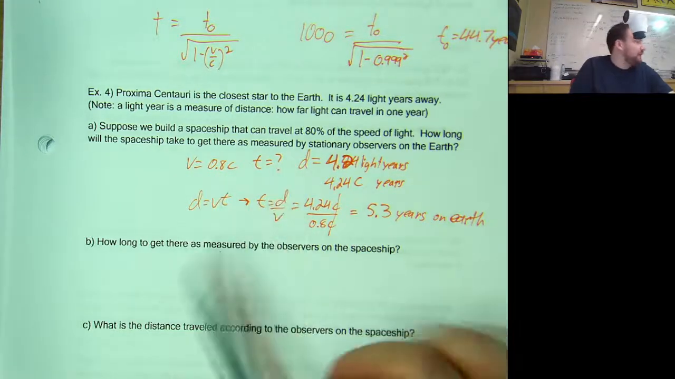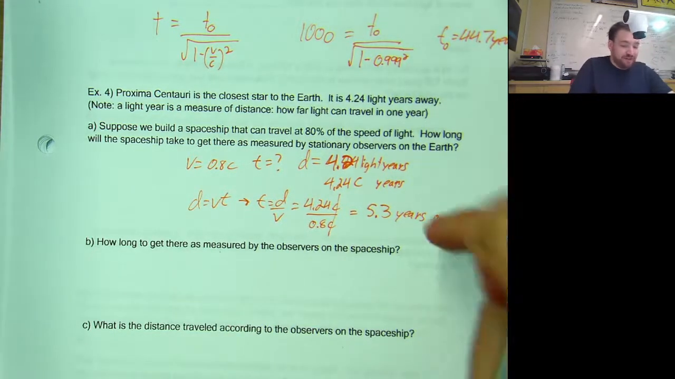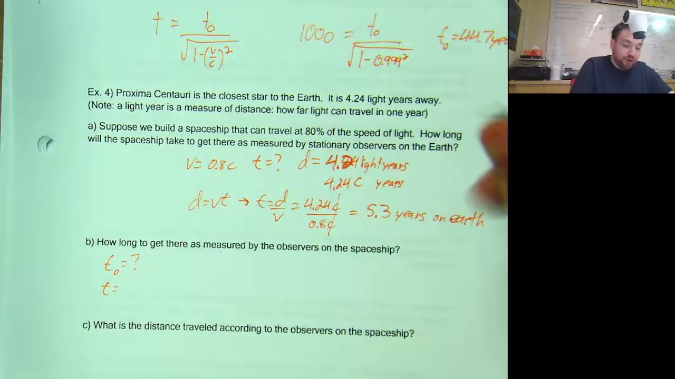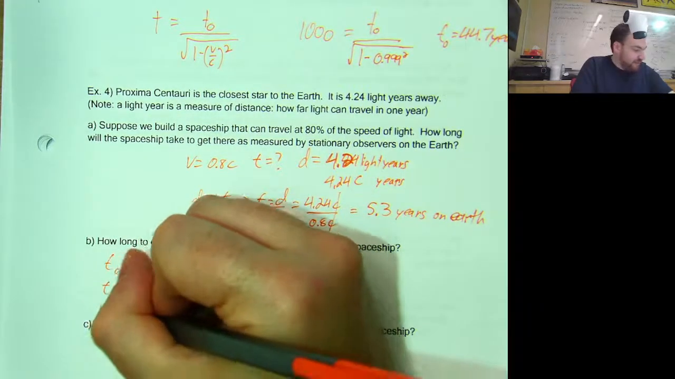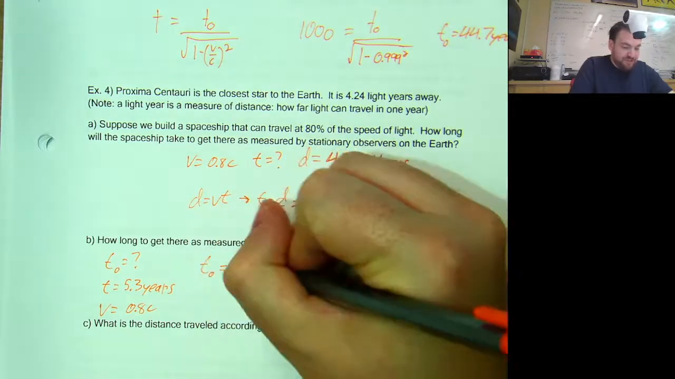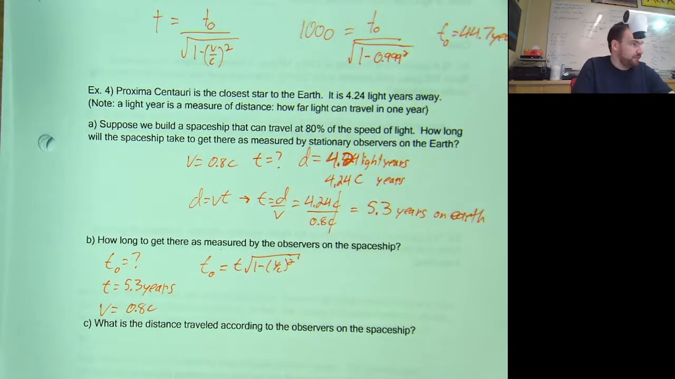The first one was just using information we know, a constant velocity problem. Now they're on the spaceship. We've got to use time dilation to convert the 5.3 years to their trip. We want T0. We know the time that we're observing on Earth is 5.3 years, and the velocity of the spaceship is 0.8 c. So T0 is equal to T times the square root of 1 minus (v over c) squared. I just made that adjustment for us. So what is the time as measured by people on the ship?